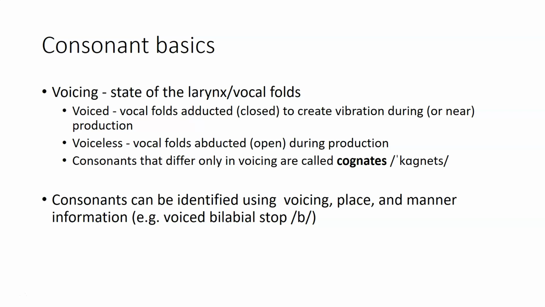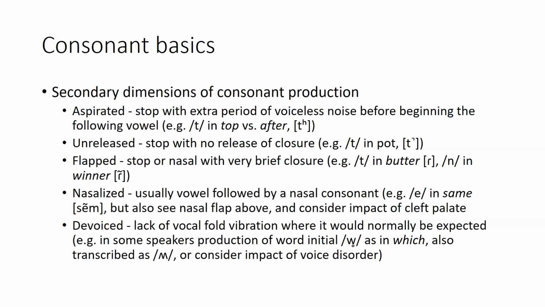We can identify each consonant uniquely by the combination of voicing, place, and manner information, and they're usually given in that order by convention. So, for example, the voiced bilabial stop is the B sound. There are some additional nuances of consonant production that we will look at progressively over the remainder of the course.